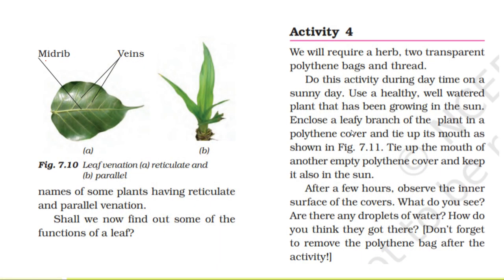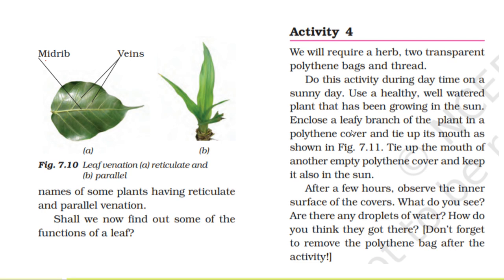Yes, activity 4. In activity 4, what will we study? We will study one function of the leaf, that is transpiration. What do you understand by transpiration? Transpiration means to lose water from the surface of the leaf through tiny pore-like structures present on the surface of the leaf called stomata. So stomata will allow the water vapors to come out of the leaf.